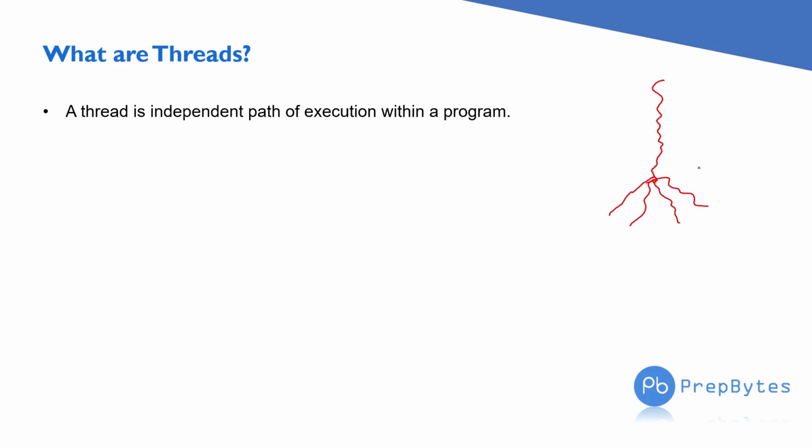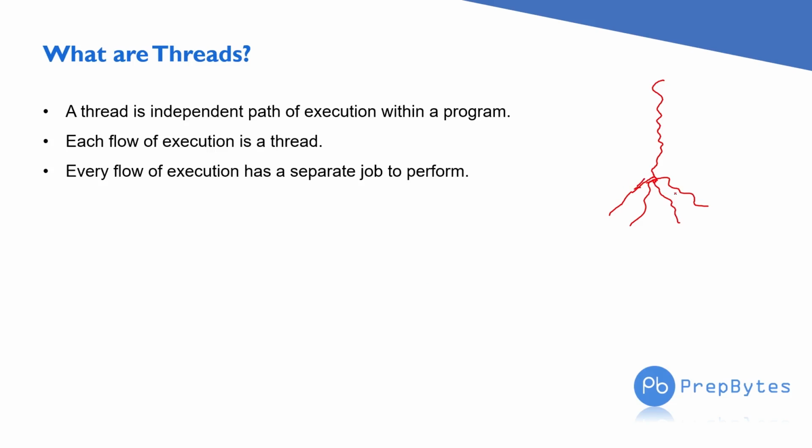So a thread is an independent path of execution within a program. This is a path of execution. Each flow of execution is a thread, and each flow of execution has a separate job to perform. Now this is important. This thread has a separate job to perform, this thread has a separate job to perform, this also has a separate job to perform, and this also has a separate job to perform.